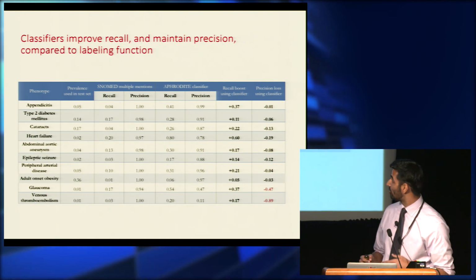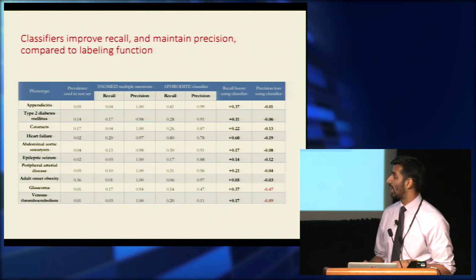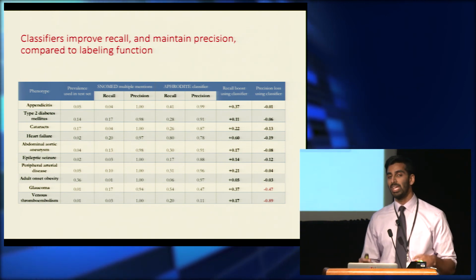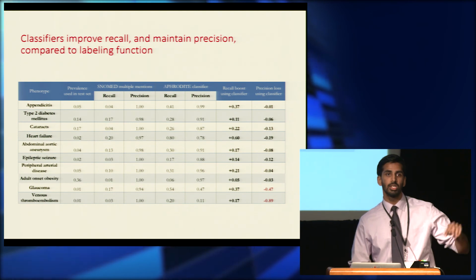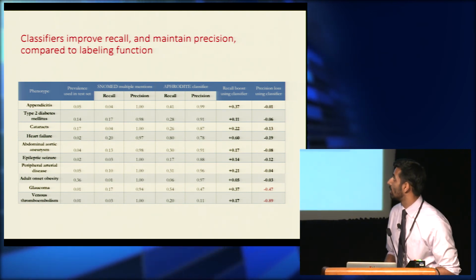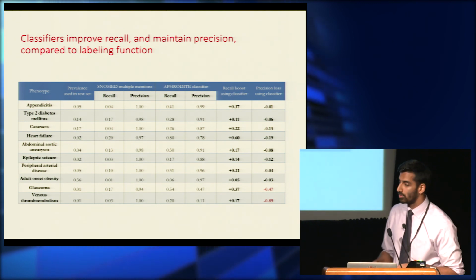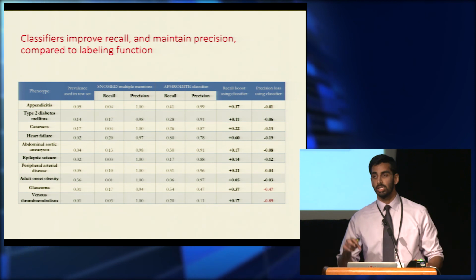So we did that for 10 different phenotypes. And what we saw is for 8 out of 10 of the phenotypes, we maintained the high precision that we had in the original labeling function and get a boost in recall. That's actually pretty significant. And this boost in recall can take you from single digits recall to double digits.